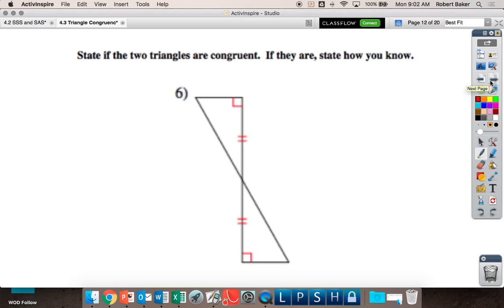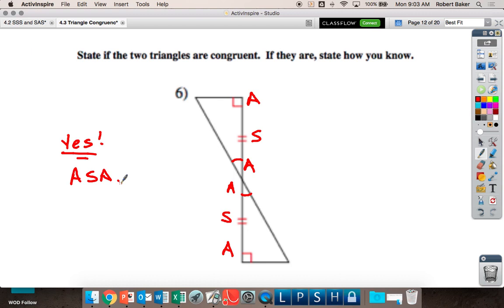What about this guy? Okay, so JJ sees vertical angles right here. Now we have an angle congruent to an angle, a side congruent to a side, and an angle congruent to an angle. The answer is yes, because of the angle side angle shortcut. Look at you guys doing it.